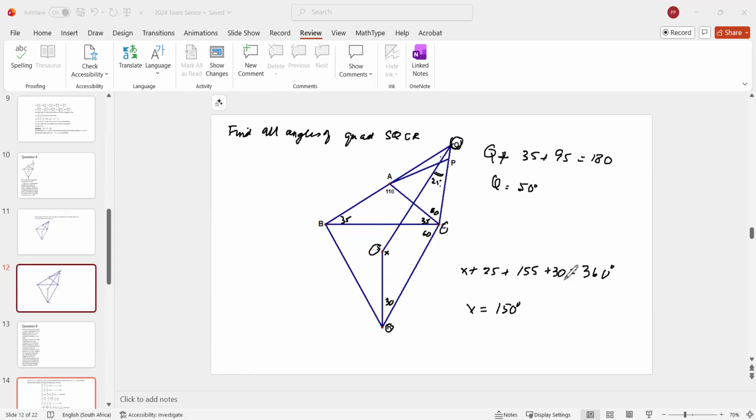These two add up to 180. So 30 plus 150 is 180. There are two 180s here. So X is 150 degrees. So actually it means that these two lines are parallel because this is 30 and this is 150. So it turns out that this line here is parallel to this line. Anyway, let's just see if X equals 150 is correct.